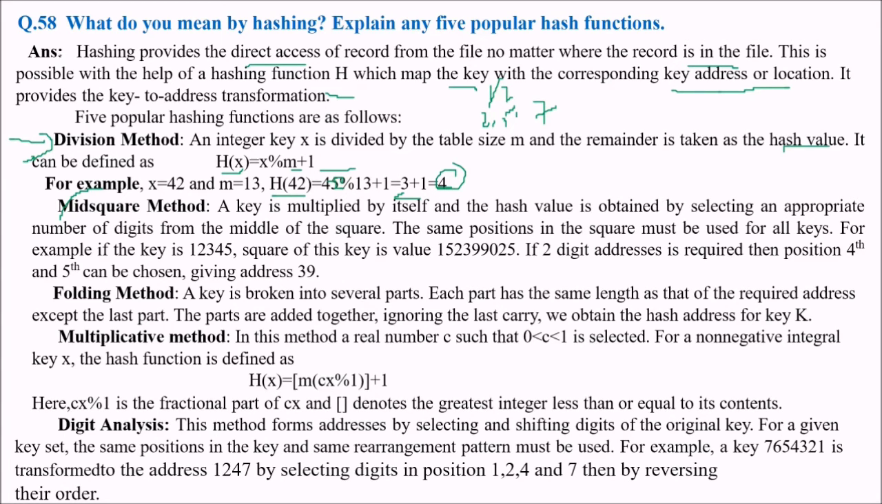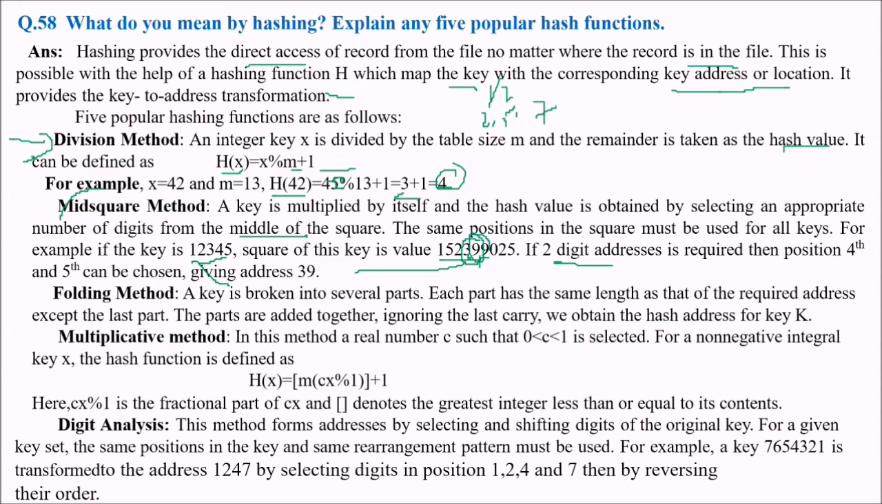Let us take an example. If the key is 12345, say, what is the square of this key? 12345 multiplied by 12345, that will be this value. If 2-digit address is required, then the 4th and 5th positions will be chosen. If 2-digit address is required, we'll take the position 4 and 5. So what it will be, 39. So this will be the address. So let me tell you again, mid square means we multiply a key with itself, and the hash value will be obtained by selecting an appropriate number of digits from the middle of the square.